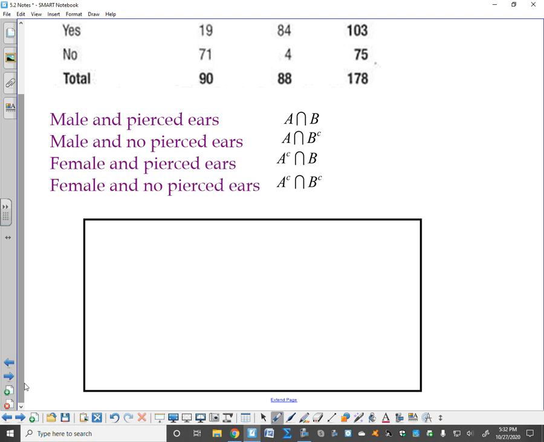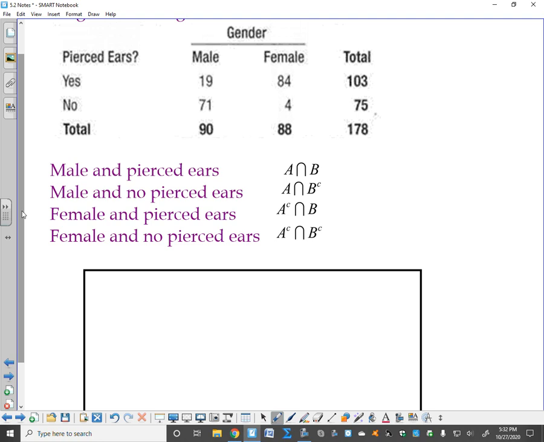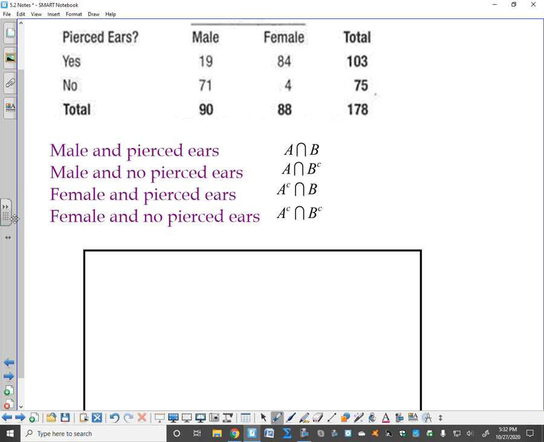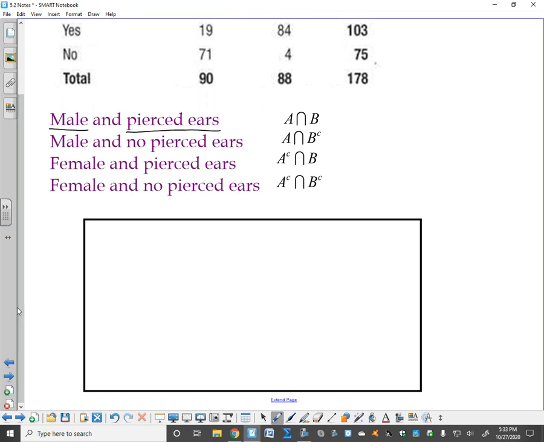Now I have two things. I have male and pierced ears. So my two events are not male and female, pierced and not pierced. I'm not going to have 4 bubbles. I'm going to make one bubble be male, so then the not of that would be female. And I'm going to have one bubble be pierced ears, so the not of that bubble is going to be not pierced ears.